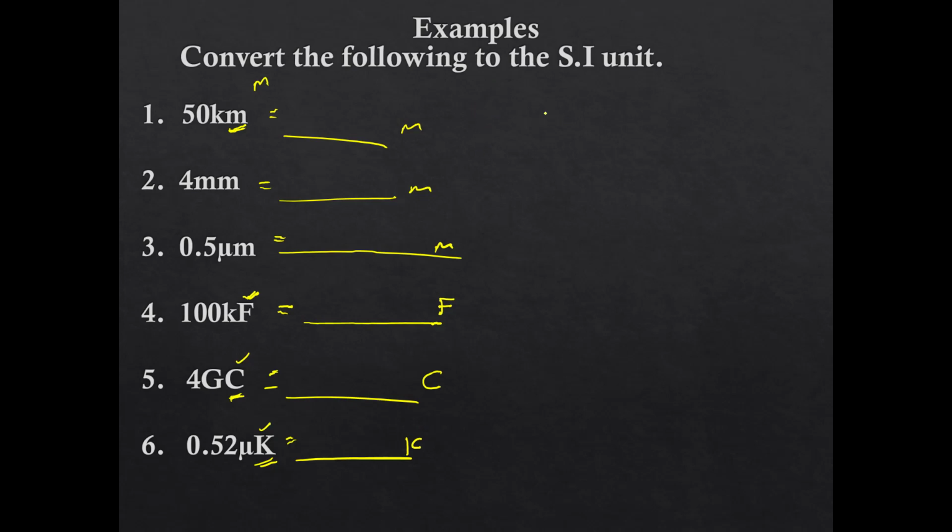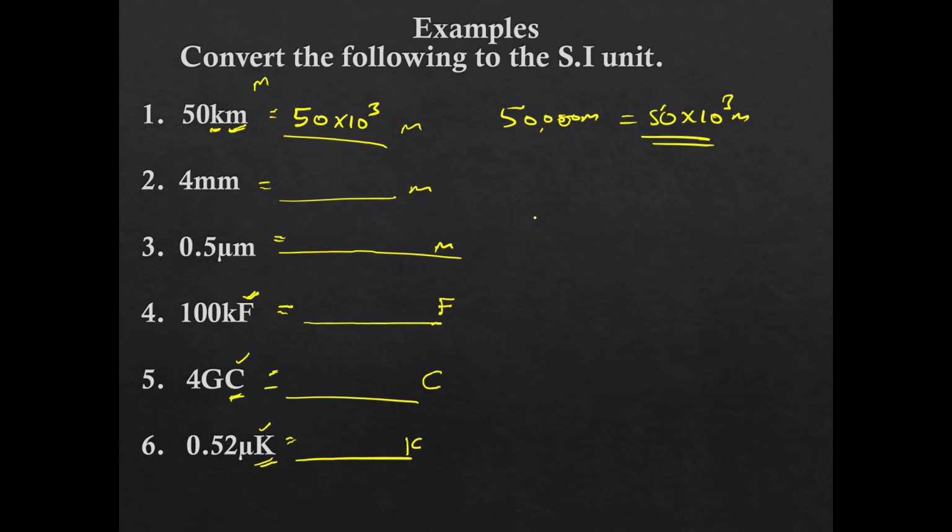So just remember that the small letter k means kilo. It is 1,000. So this is the same as 50,000 meters. You can as well write it as 50 times 10 power 3 meters. So the choice is yours. So I can simply say here that this is 50 times 10 power 3 meters.